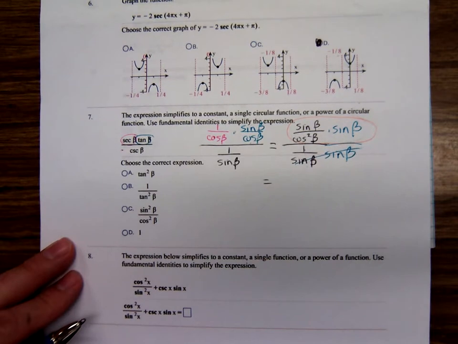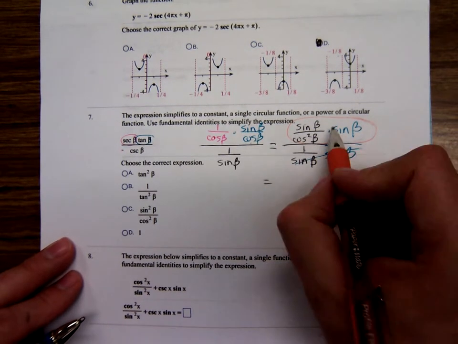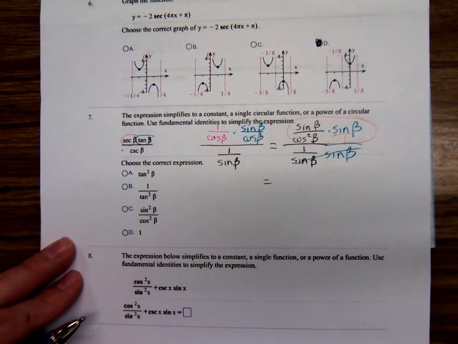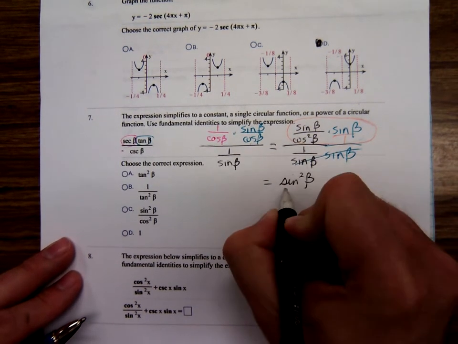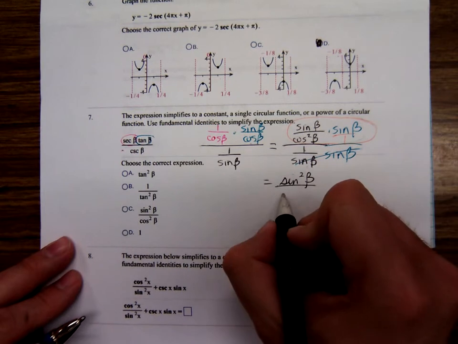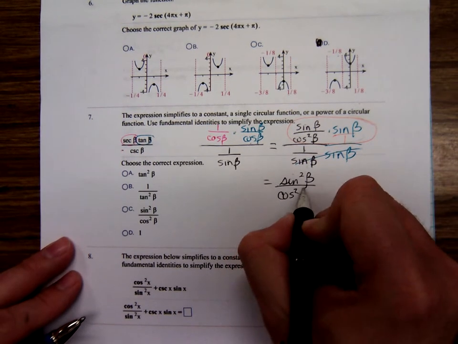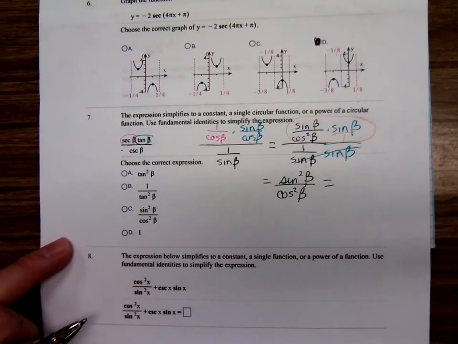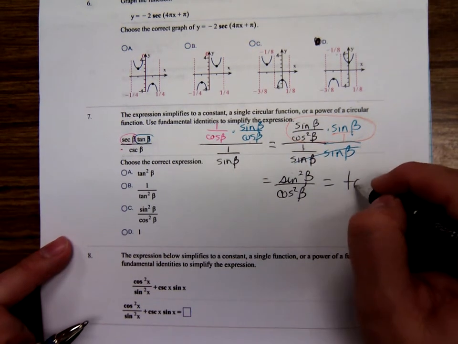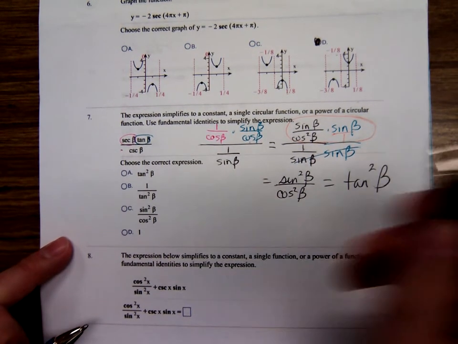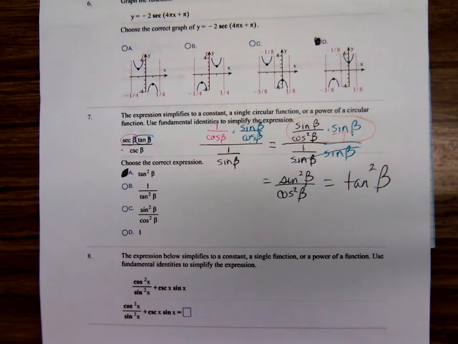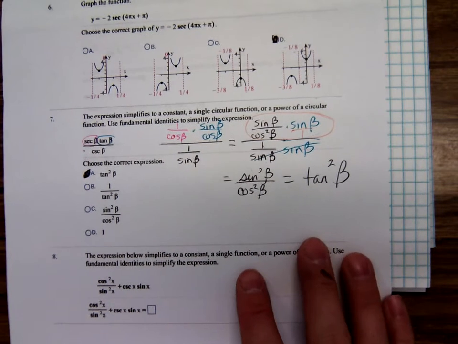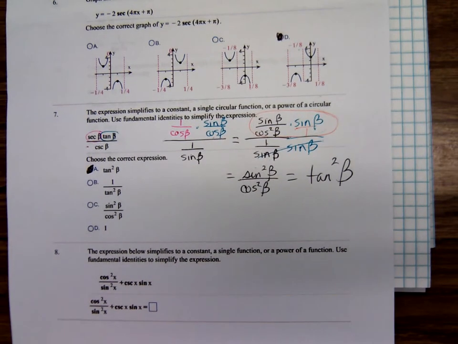How can that simplify? Well, I guess I could think about sine beta over 1. What would we have? Sine squared beta on top. And what on the bottom? Cosine squared beta, which is tangent squared beta. Tangent squared beta.